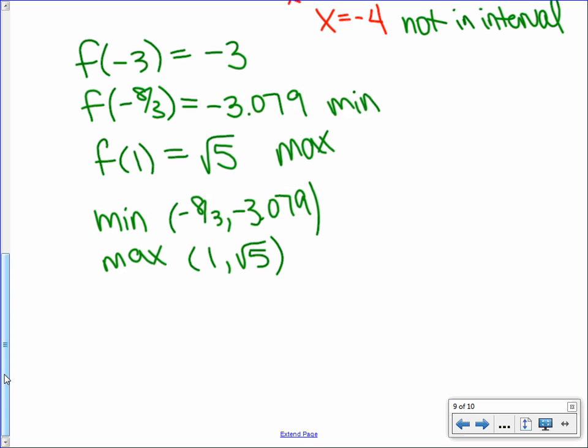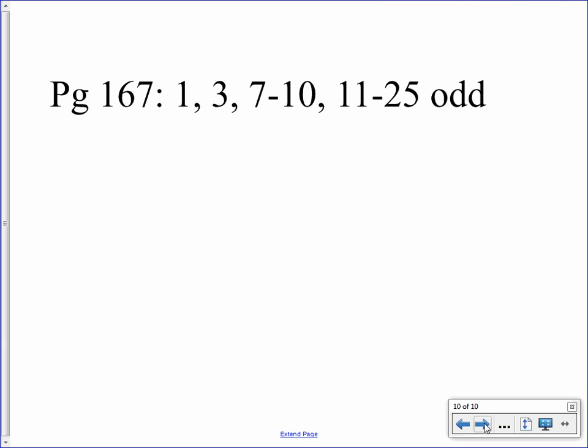You're also going to have some problems where you need to identify the relative minimums and maximums based on a graph. And so that's just going to be where you have those hills or valleys, those changes in direction.